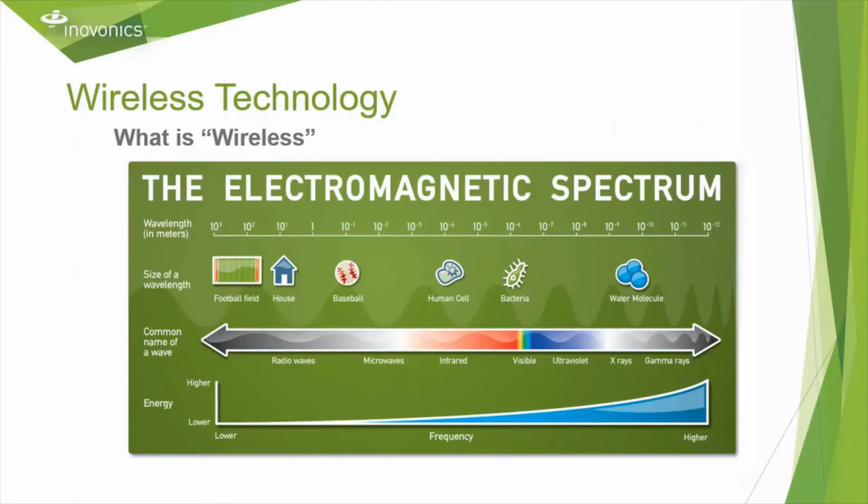Inovonics wireless devices operate between 868 and 928 MHz depending on your region. This range all operates within that red box on the electromagnetic spectrum. The only difference between all of these radio waves within that box are frequency and wavelength, which plays a large factor in how they operate in different environments.